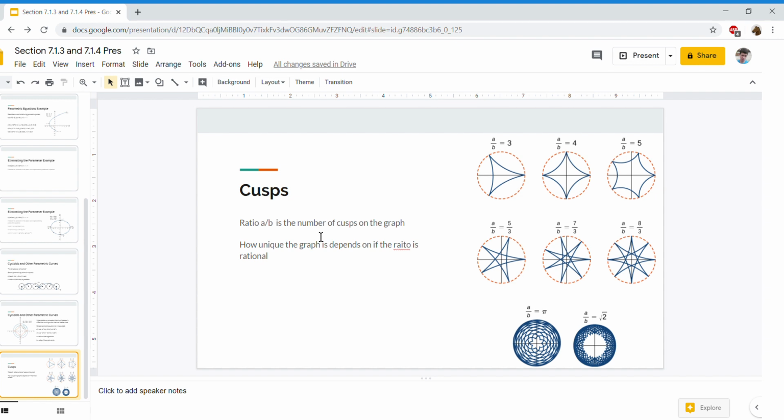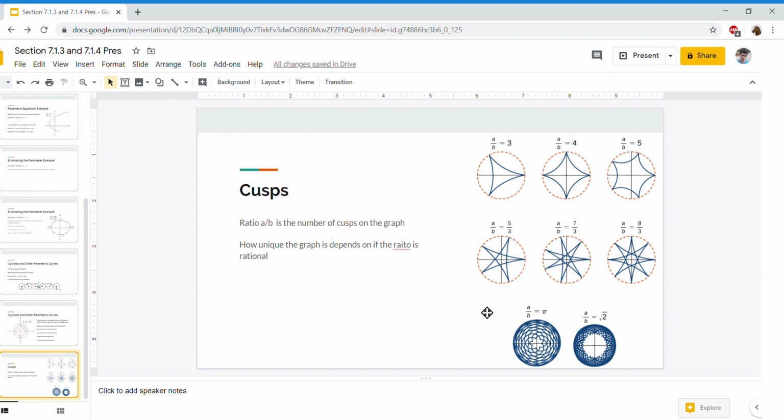If you have an irrational ratio of a over b, then the number of cusps just gets crazy. Look at this ratio when it's pi. You can't draw that many cusps. It's just an absurd amount of cusps. And like square root of 2, it looks like it's maybe even more cusps, but they're even more tightly packed together. So the really unique looking hypocycloids are the ones with ratios that are irrational numbers. And even if the ratio is still rational, just not a whole number, you'll start to get a star formation going, which is also unique in its own way.